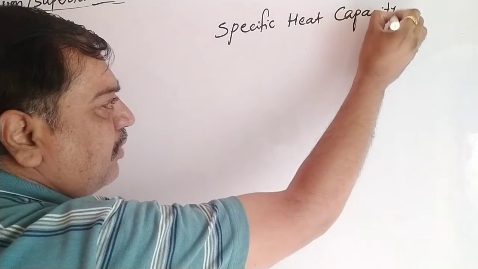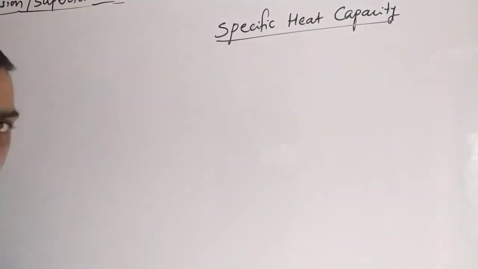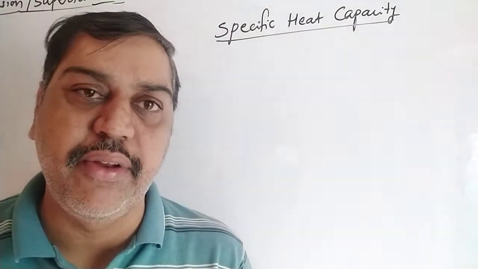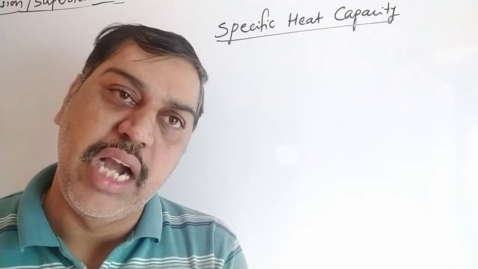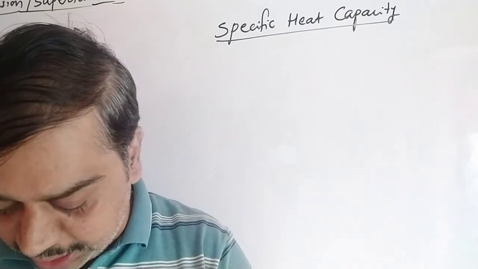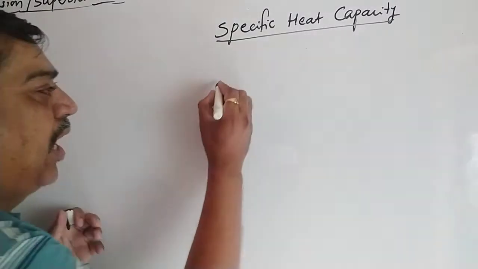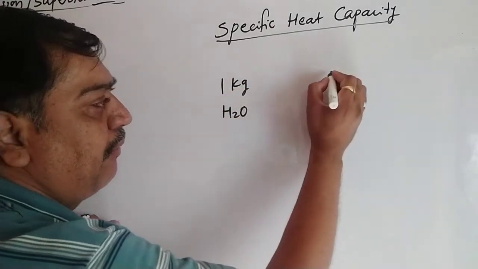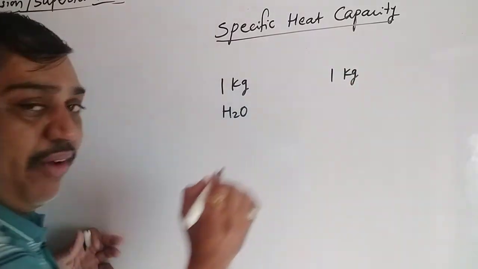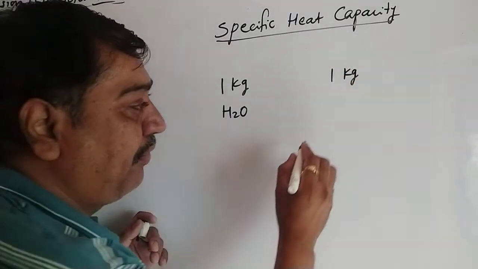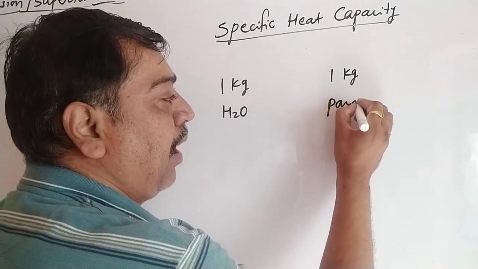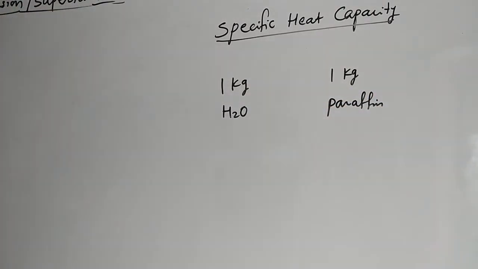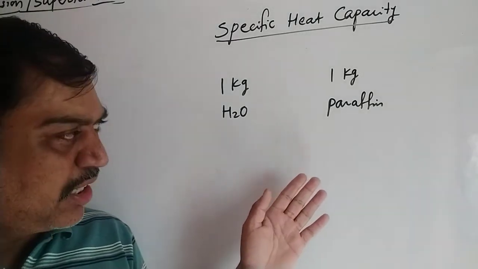What exactly specific heat capacity is, that we have to learn under this. So specific heat capacity, before going into detail of this, in your book they have given one of the best examples, and we start with that example. Suppose we have taken 1 kg of water and 1 kg of paraffin. In your book they have taken the example of paraffin. These are the materials we have taken. One is water, the other is paraffin.